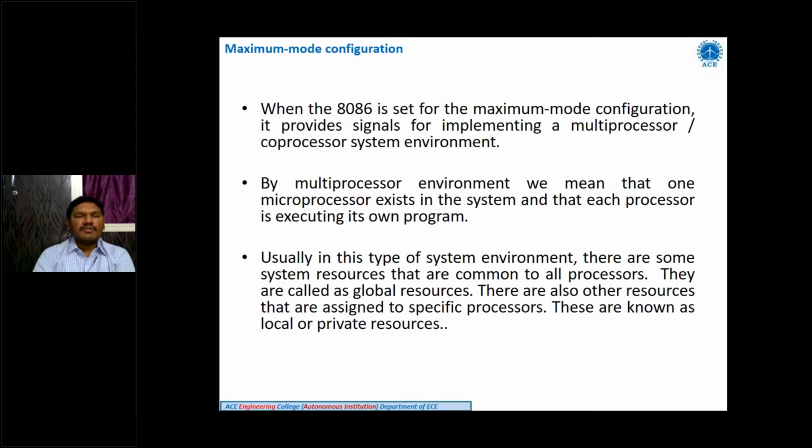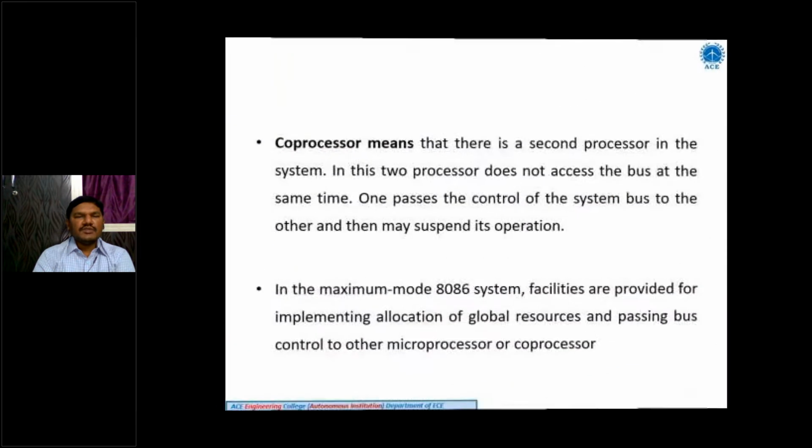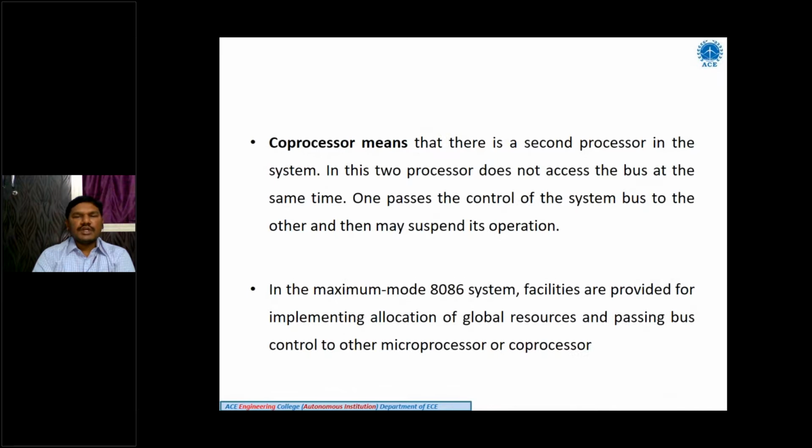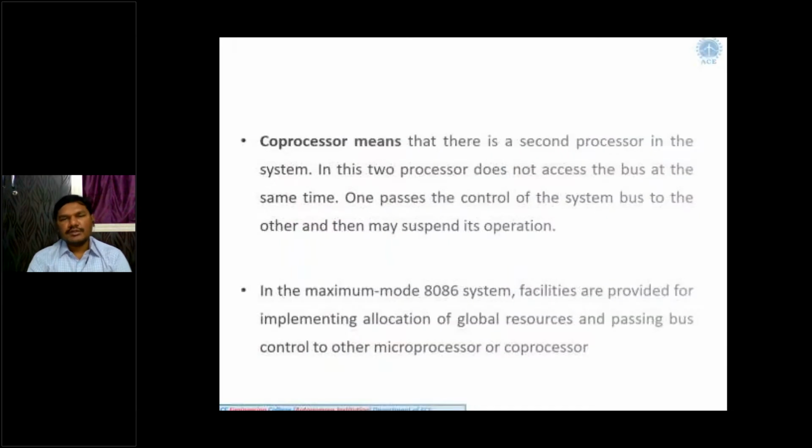In the maximum mode configuration, along with the 8086, we have coprocessors. The coprocessor is the second processor in the system. The two processors do not access the bus at the same time. One thing we have to remember: the bus cannot be shared by two processors at a time. If the main processor is busy, then only the coprocessor will come into the picture and do the operations.